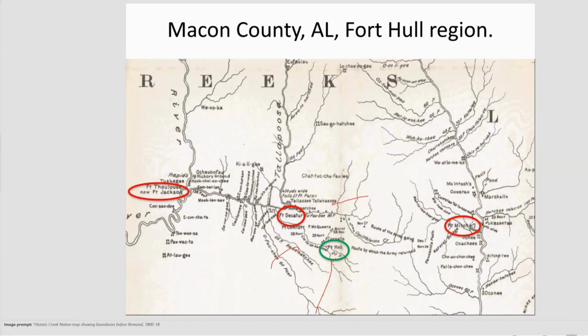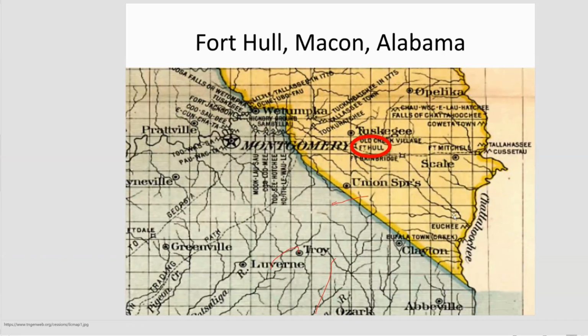So now you see Fort Mitchell on the right, and then you get to see Fort Howling Green. And then Fort Decatur was right above it. And over to the left is Fort Toulouse, which today is called Fort Jackson. I said, okay, I'm getting close. This was the route by which the Army returned. So Fort Hull is where they were living. I was like, where is Fort Hull? And there it is, near Tuskegee in Macon County, Alabama.